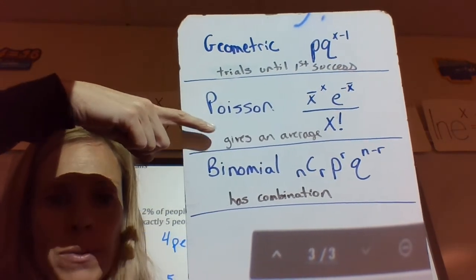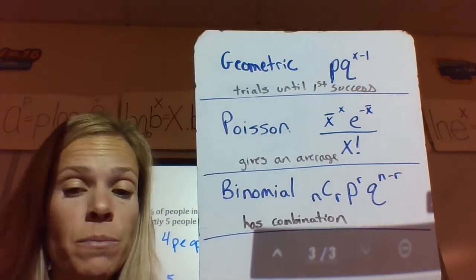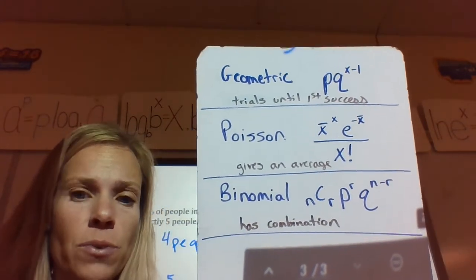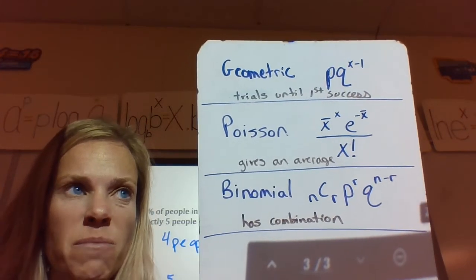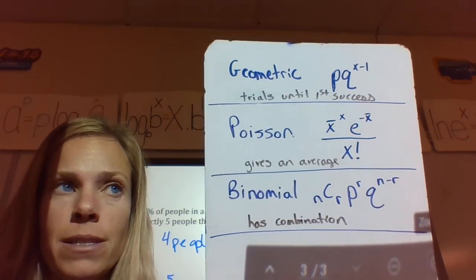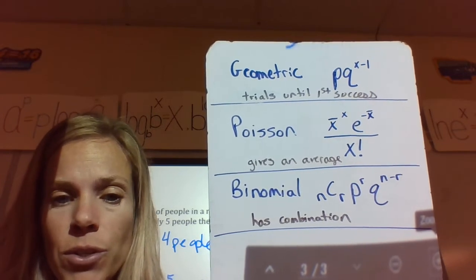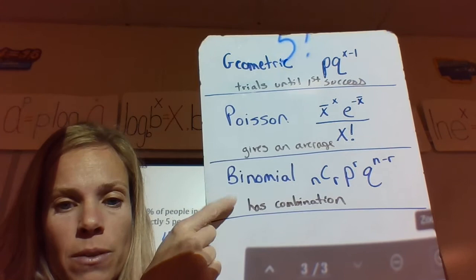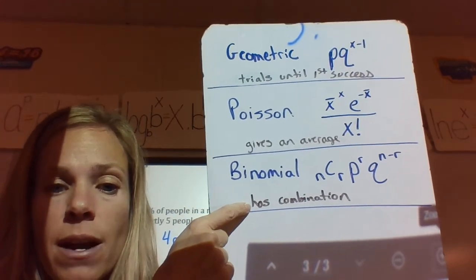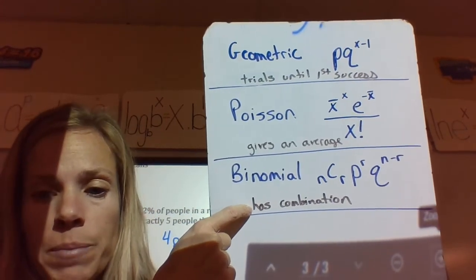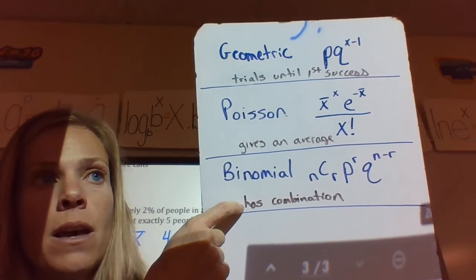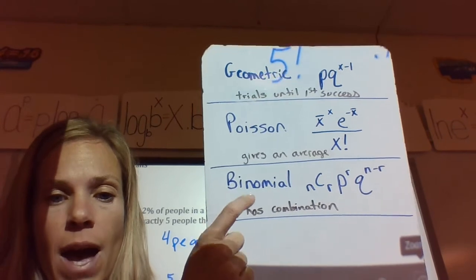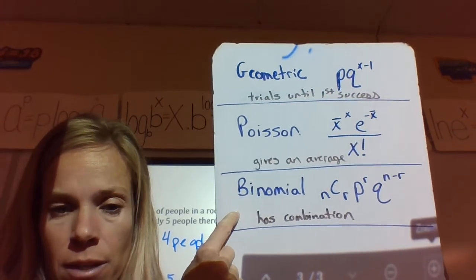You know it's Poisson when you're given an average. It'll be the only problems that give you an average of occurrence. The average is 3 people. The average volume is 6 cubic inches, something like that. Binomial then, how do you know it's binomial, is you'll have a combination. 3 of the 4 people, 9 of the 10 puppies, 6 of the 8 oranges, something like that. It has to have a combination, okay?